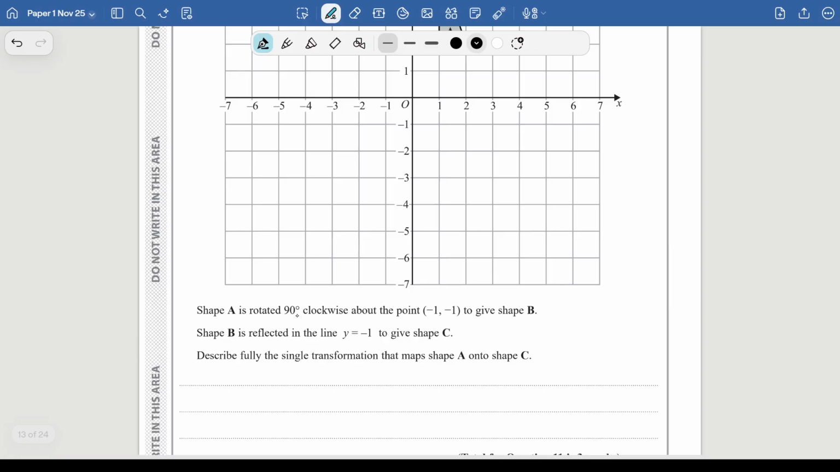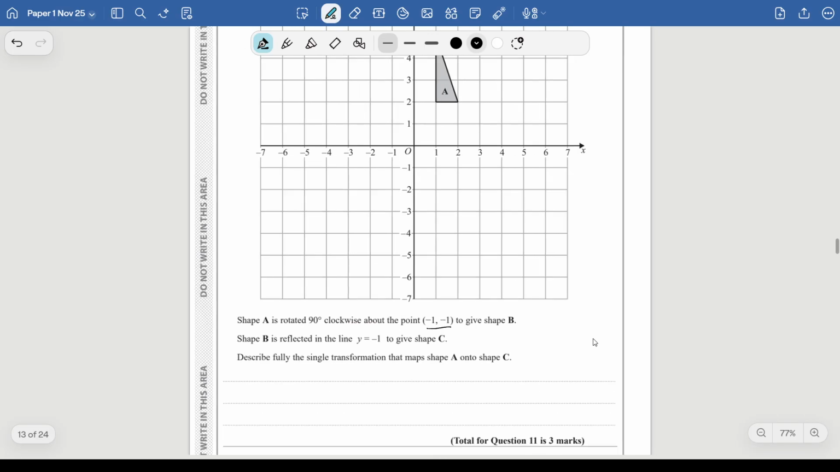Shape A is rotated 90 degrees clockwise about the point (-1, 0) to give shape B. Shape B is reflected in the line y = -1 to give shape C. Describe fully the single transformation that maps A onto C.